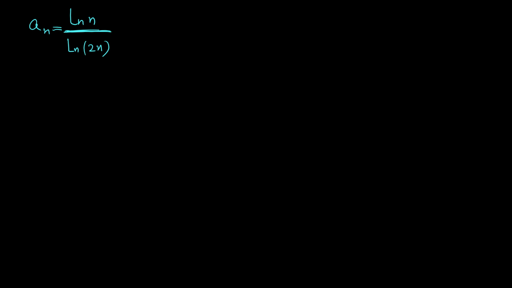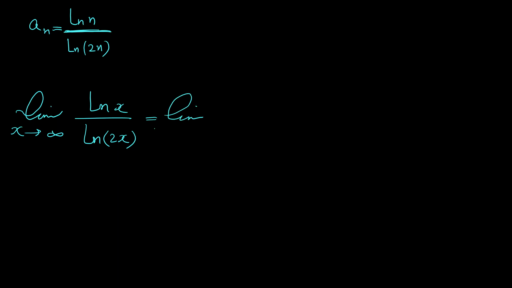Don't forget to change the name of the variable from n to x. This is the best way to find and write your solution. So you are not going to write limit of n approaches infinity. We are going to write the limit as x approaches infinity of ln of x over ln of 2x. And now we use L'Hopital rule. The derivative of the numerator is 1 over x. What is the derivative of ln of 2x? Based on the chain rule, the derivative of ln of 2x is 1 over 2x times the derivative of the inside, which is 2.